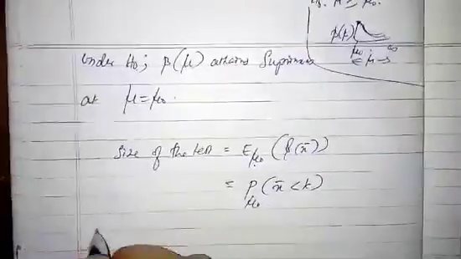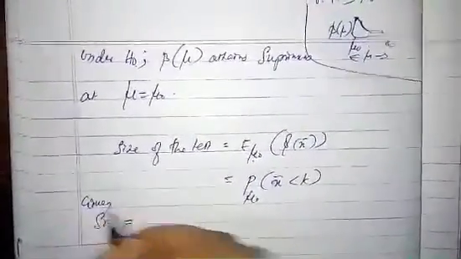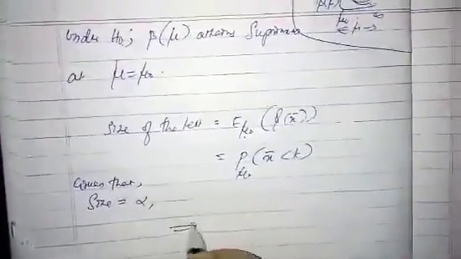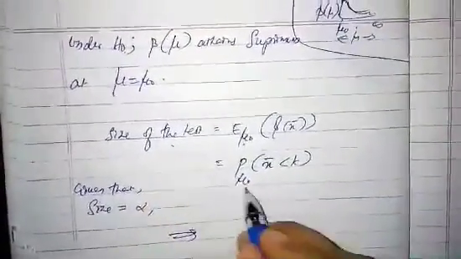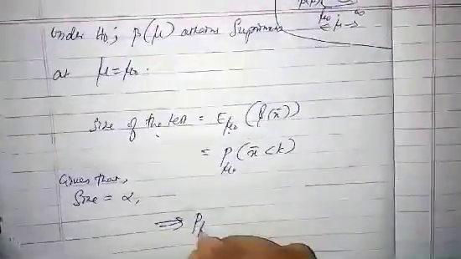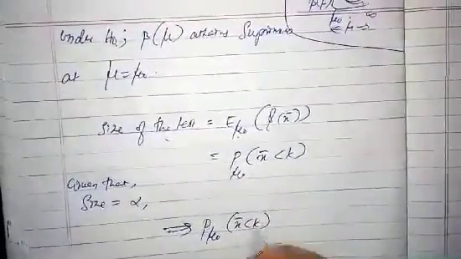In the problem, it is given that the size is equal to alpha. This implies that the size of the test is the probability of x bar less than k under mu naught, that is, the probability of x bar less than k under mu naught is equal to alpha.